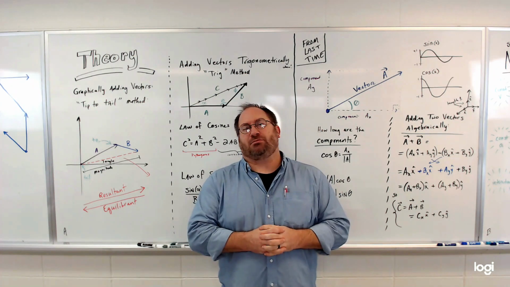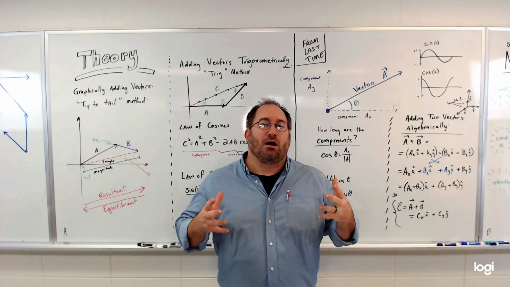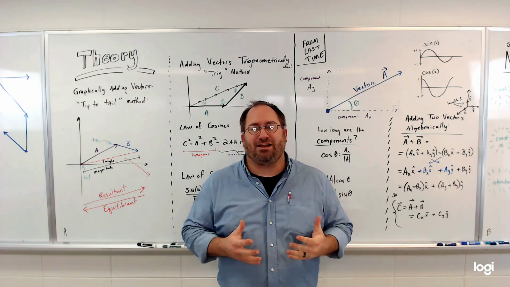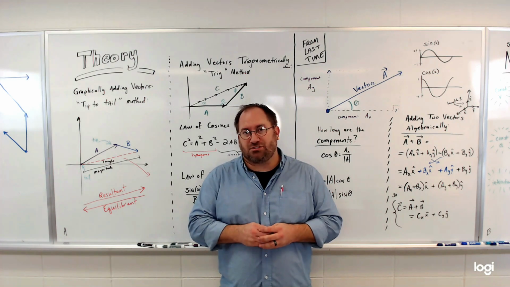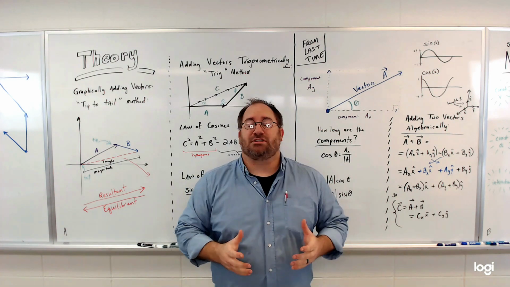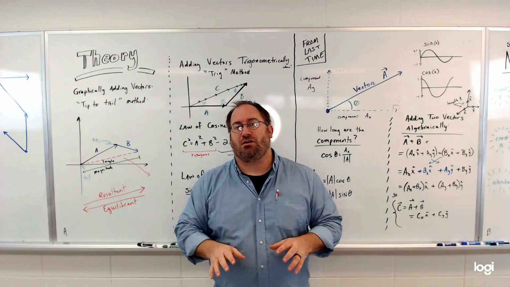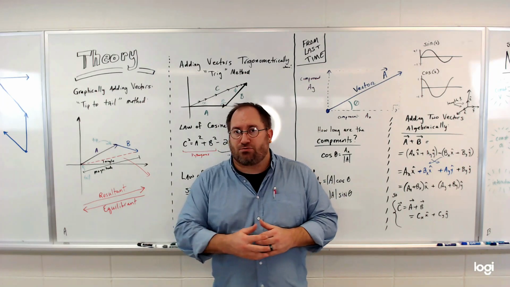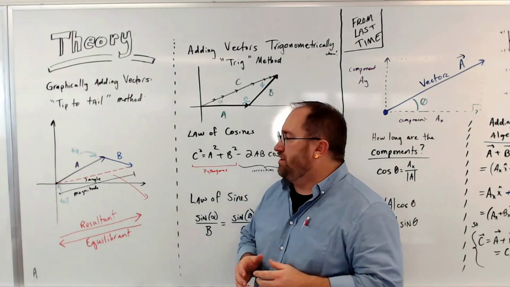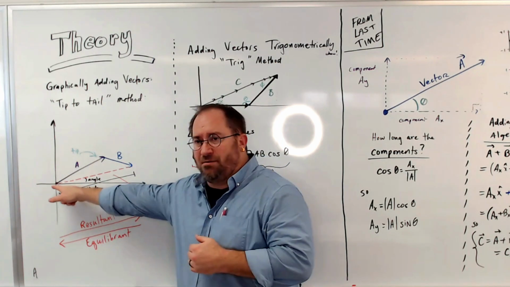Okay, so now that you've had some experience working with two-dimensional vectors, let's expand our understanding into adding vectors. In this week's laboratory, you're going to use three different approaches to accomplish this. The first is the graphical method. This is where you actually draw the vectors out on a two-dimensional grid and determine the resultant vector through that process.